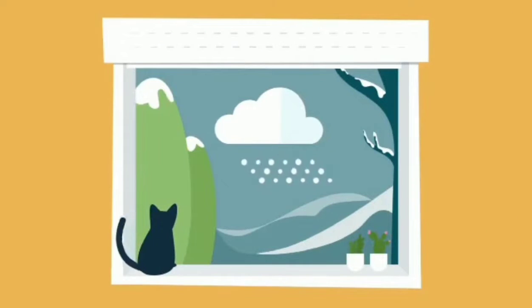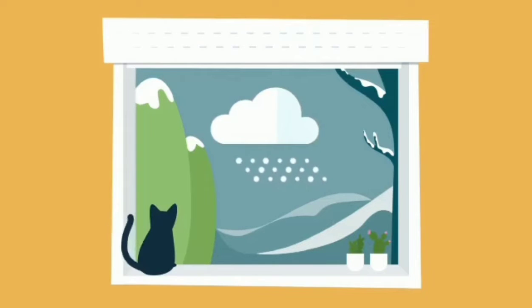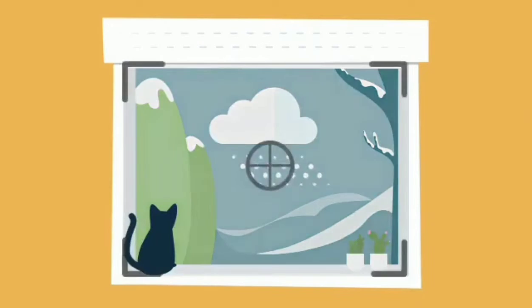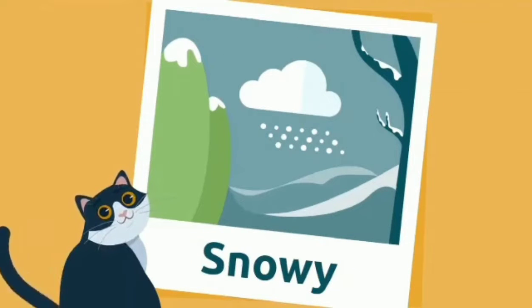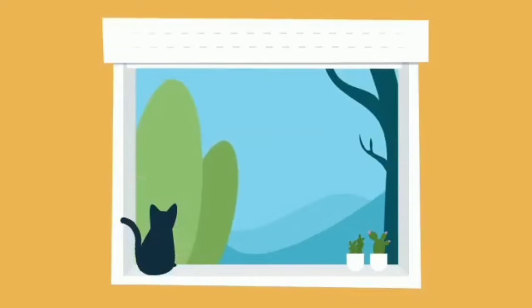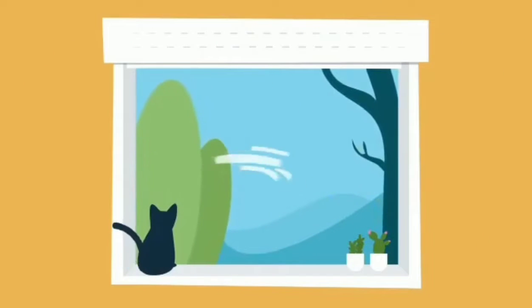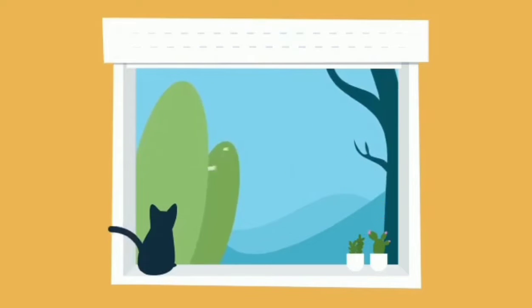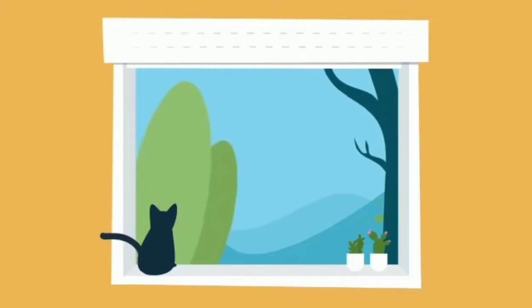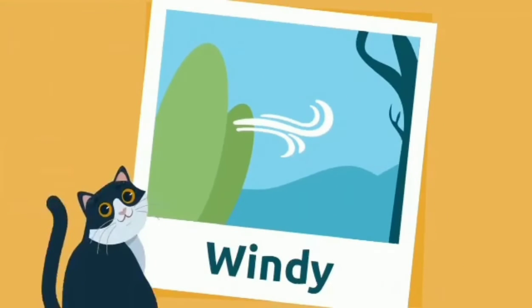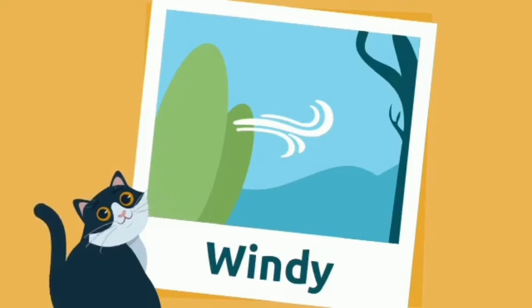What do you see now? Whoa, there's snowfall. When it's cold and snowflakes fall from the sky, we say it's snowing. Snowy. What do you see through the window? Trees are moving and the wind is blowing heavily. When you see things moving or flying around in the street, that's because it's windy. Windy.